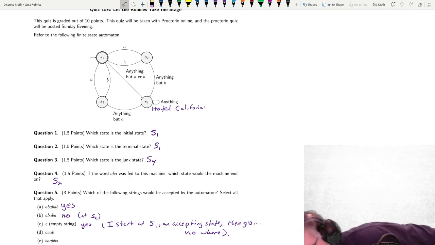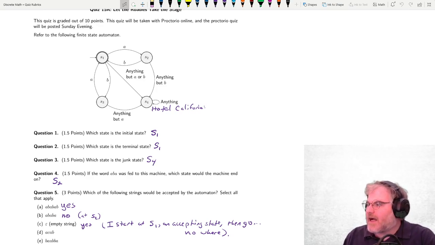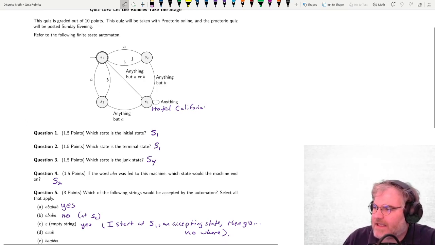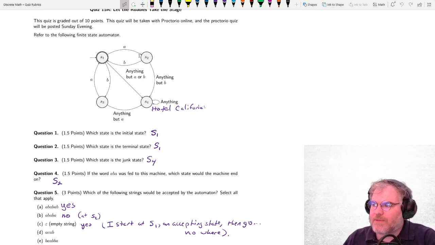Okay. Now, if my finite automaton did not have S1 as an accepting state, but had S2 as an accepting state, it would not accept, correct? Because it didn't go anywhere.